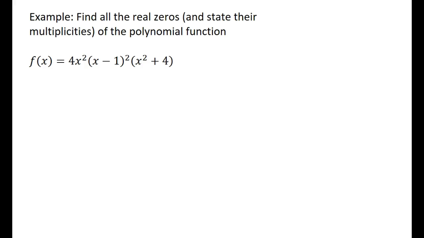So here's an example using the terms we've just defined. Find all the real zeros and state their multiplicities of the polynomial function f of x equals 4x squared times (x minus 1) squared times (x squared plus 4). Okay, so we're supposed to find real zeros here. Keep that in mind. Okay, so I'm going to take each factor and I'm going to set it equal to 0.